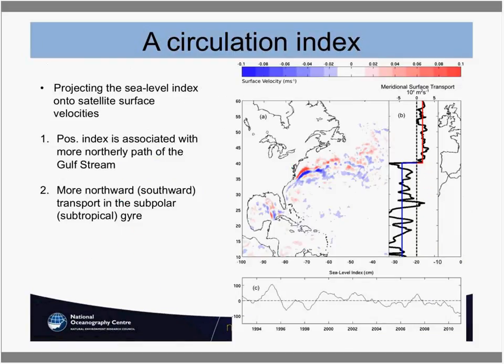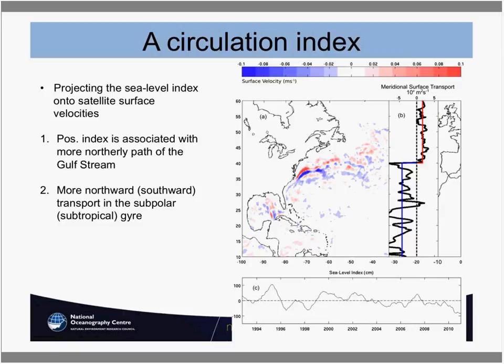To give it a feel for this circulation index, it really gives an index of the circulation in the intergyre region between the subtropical and the subpolar subgyres. It is projectable onto satellite surface velocities, which is what we've done in this figure here. A positive is associated with a more northerly path of the Gulf Stream.